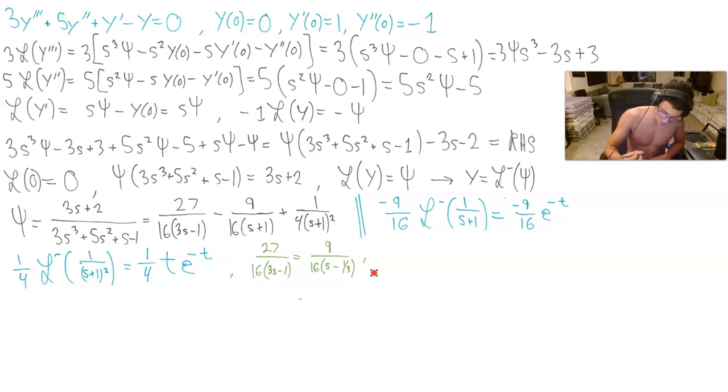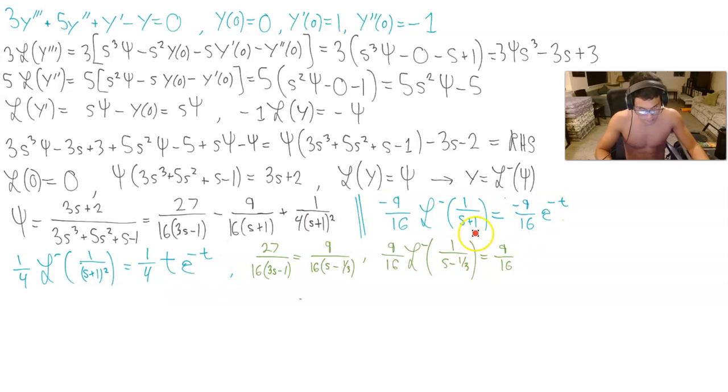Now we can take the inverse Laplace of this. So 9 over 16, and then we take the inverse Laplace of 1 over s minus 1 over 3. It's going to be the same formula that we used here. So in this case, it'll be e to the t over 3. All of that is very helpful, and now we can write our answer. y is this guy and this guy added all up.